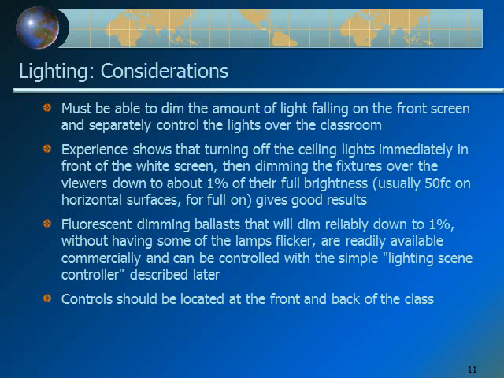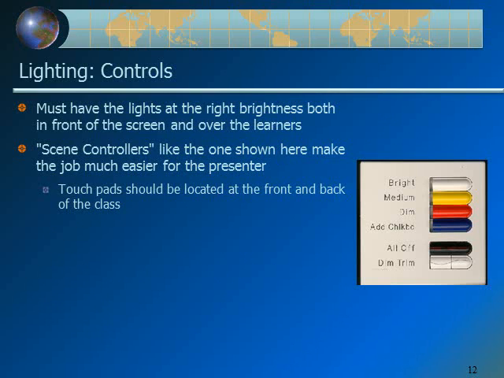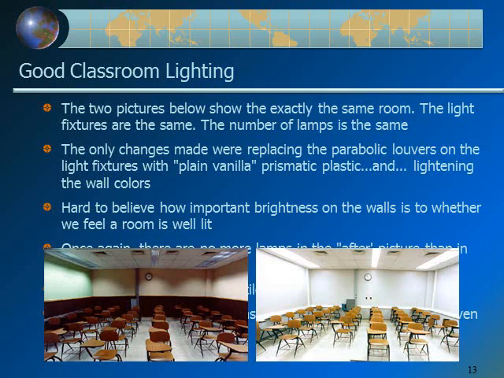Lighting considerations. We should be able to dim the lighting, at least where the screen is concerned, because there are times when we want a dark background and light text. Experience shows that turning off the ceiling lights immediately in front of the white screen and dimming the fixtures over the viewers by even 1% usually gives good results. Controls should be located at the front and back of the class so that the trainer won't have to walk back and forth if they need to change the lighting. Here's an example of some lighting controls with some quick defaults already built in so they can change quickly.